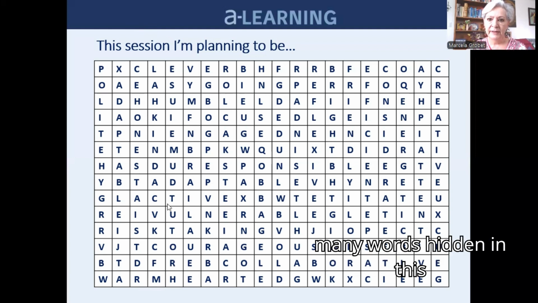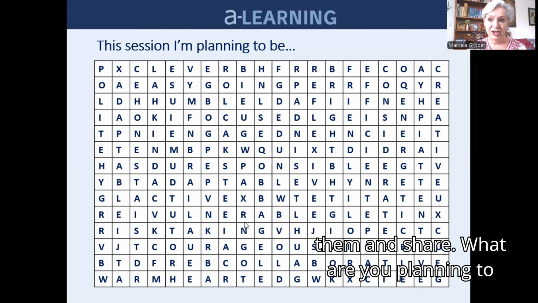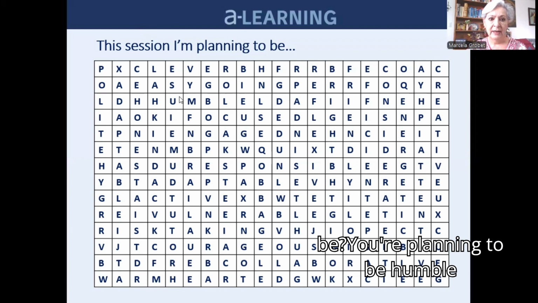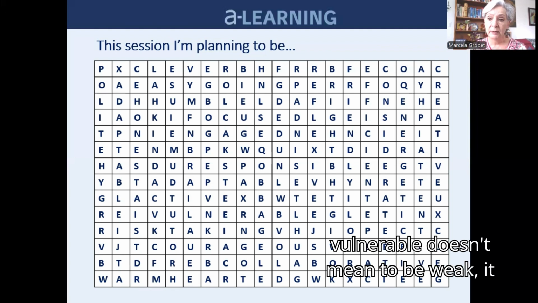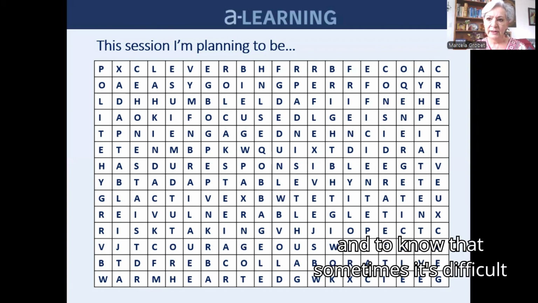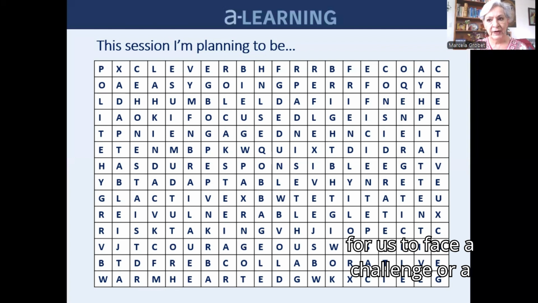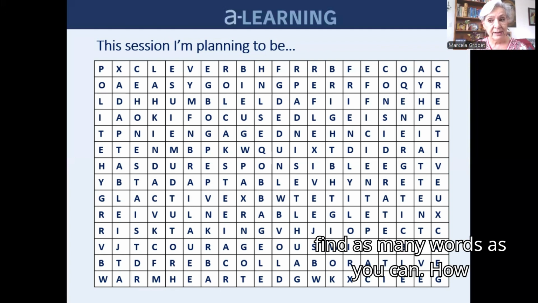There are many words hidden in this grid. Find some of them and share. What are you planning to be? You're planning to be humble or maybe adaptable? What about active? Or maybe vulnerable, right? To be vulnerable doesn't mean to be weak. It means to be humble and to know that sometimes it's difficult for us to face a challenge or a situation. Okay, so find as many words as you can.